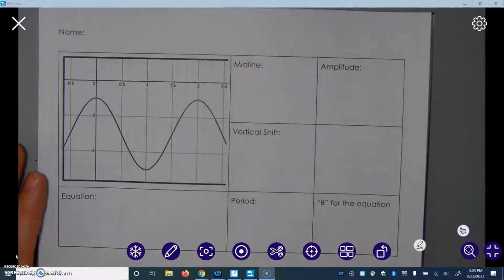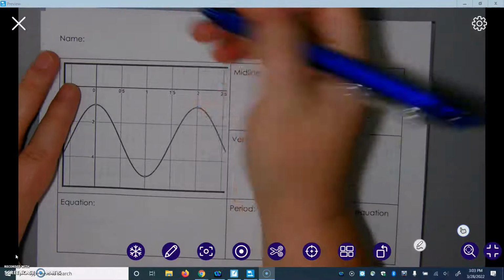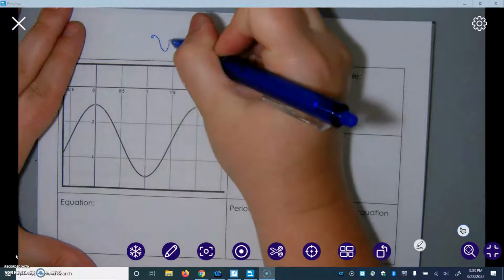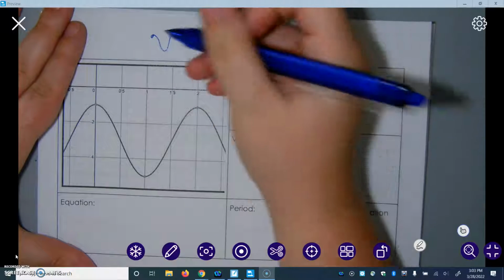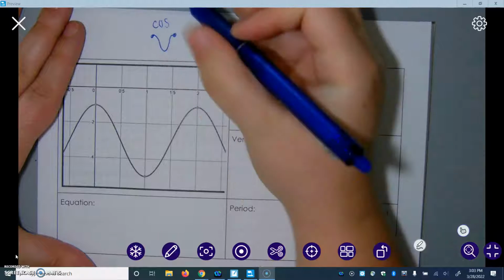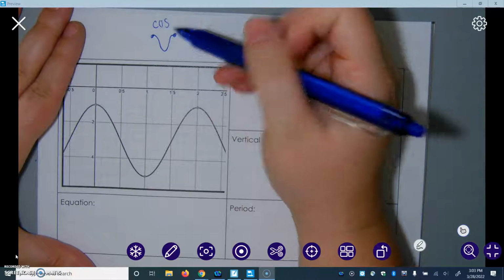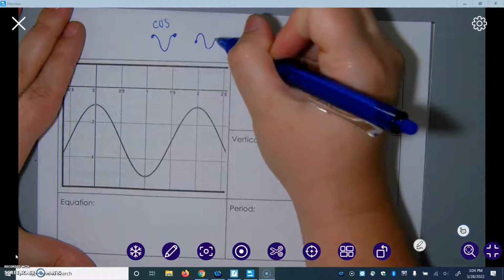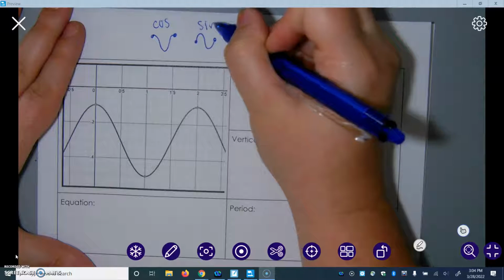Alright, so one thing that I always like to do is draw my parent function. That is a cosine wave because it starts at the top and ends at the top. Sine starts in the middle, goes up and then goes down.